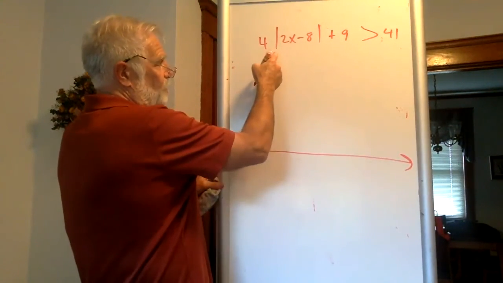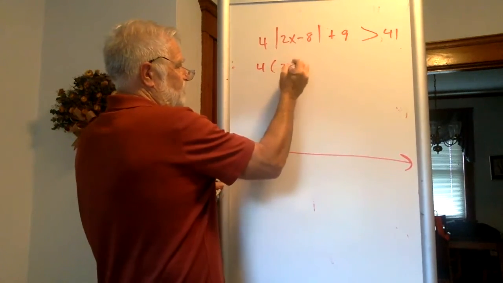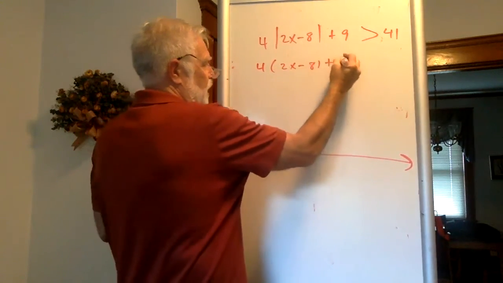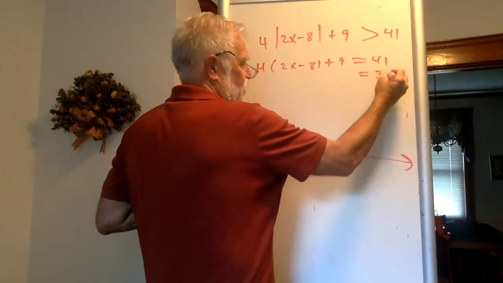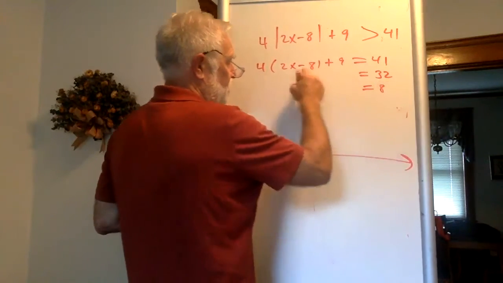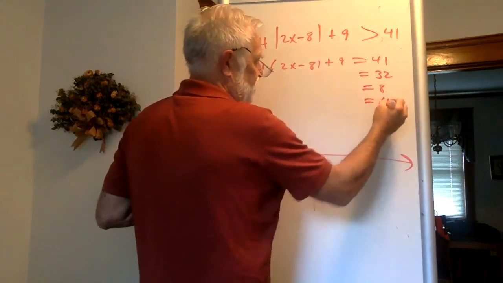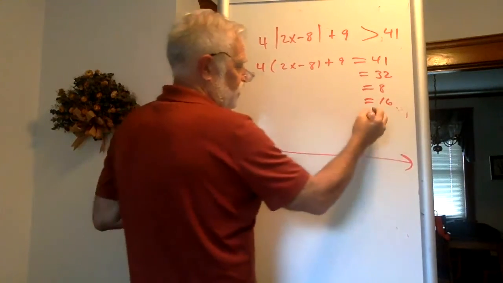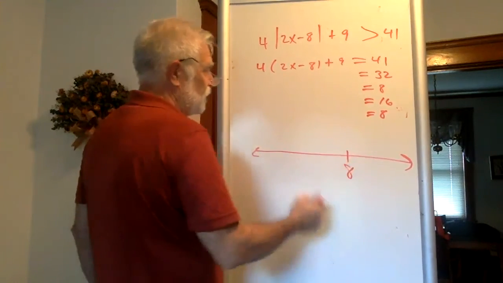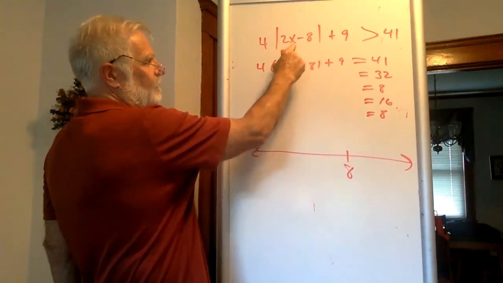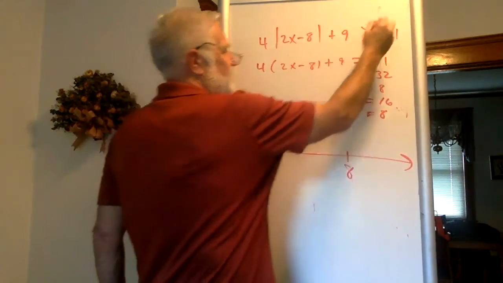So I'm going to take a shortcut here because I'm getting tired. I'm going to do 4 times 2x minus 8 plus 9, and I'm going to set that equal to 41. So subtract 9 gets me 32. Dividing by 4 gets me 8. 2x minus 8 equals 8. Adding 8 gets me 16. And dividing by 2 gets me 8. Wow, a lot of 8s in that problem. So that's one of the roots. So 2 times 8, 16 minus 8, 8, absolute value of 8, 8 times 4, 32 plus 9, 41.